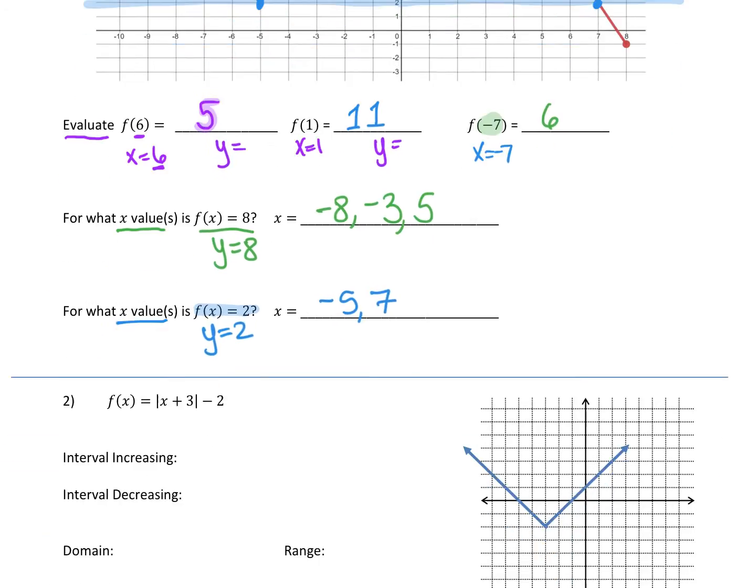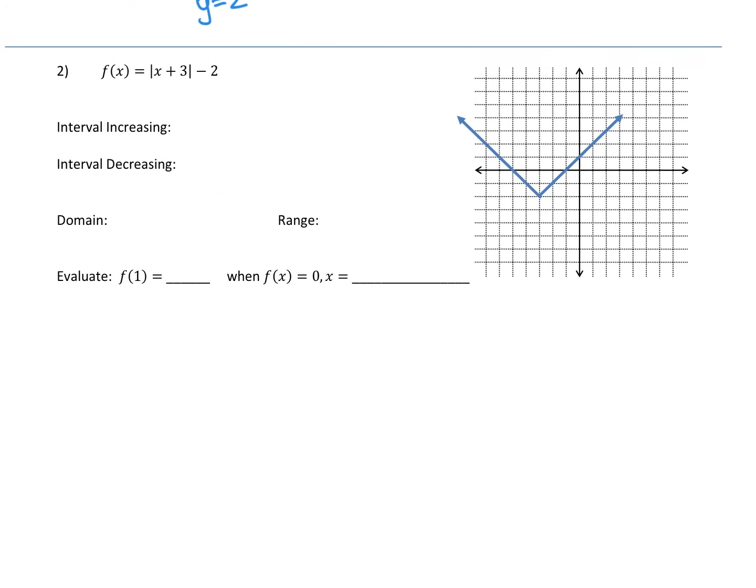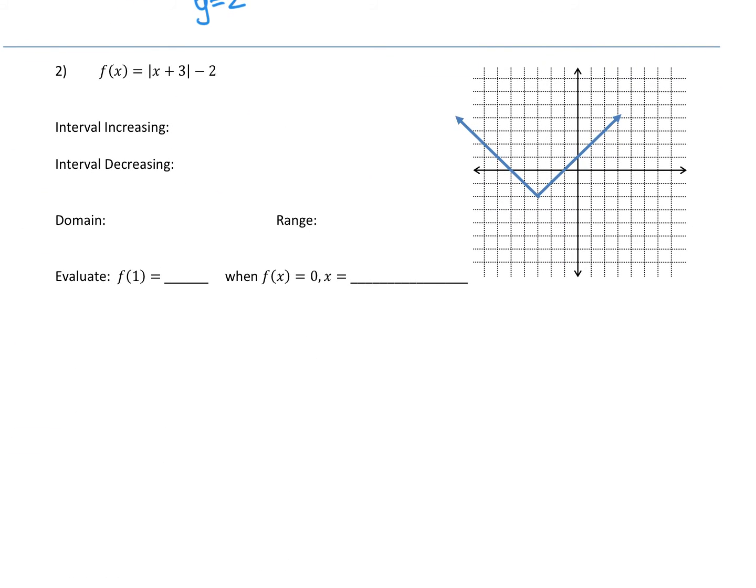All right, let's take all this stuff and put it together now. So if I look at this graph, they gave me the equation, and they gave me the graph. And they're going to ask me some details. So first, they're asking me, where is my interval of increasing? So if I look at my graph, I can see it is decreasing, then increasing. So what's my interval of increasing?